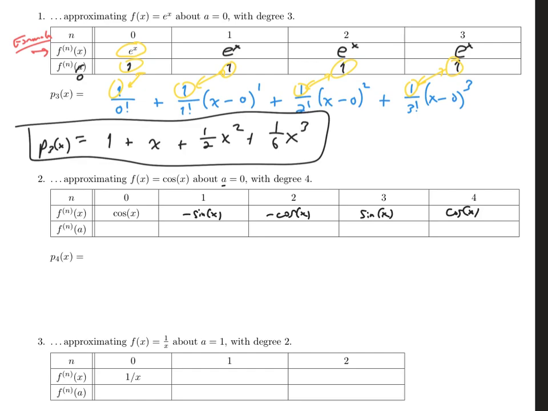Once again, we're centering at a equals 0. So here, when I'm talking about the nth derivative at a, I'm talking about the nth derivative at 0. So that means I'm plugging 0 in for x into the formulas I have in the second row. So cosine of 0 is 1, negative sine of 0 is 0, negative cosine of 0 is negative 1, sine of 0 is 0, and cosine of 0 is 1. So those become my coefficients in my Taylor polynomial.